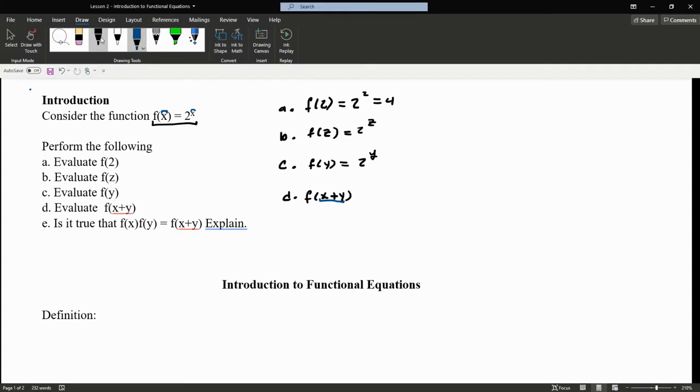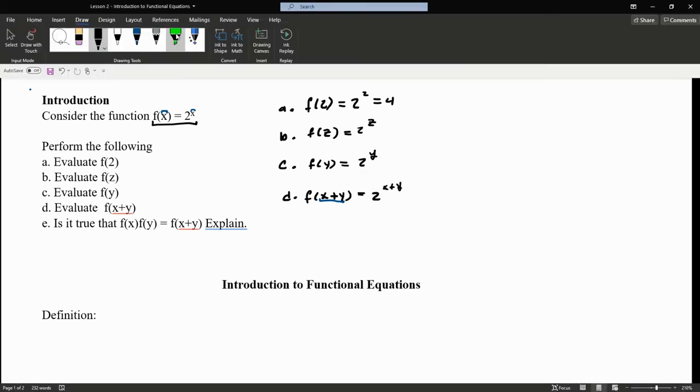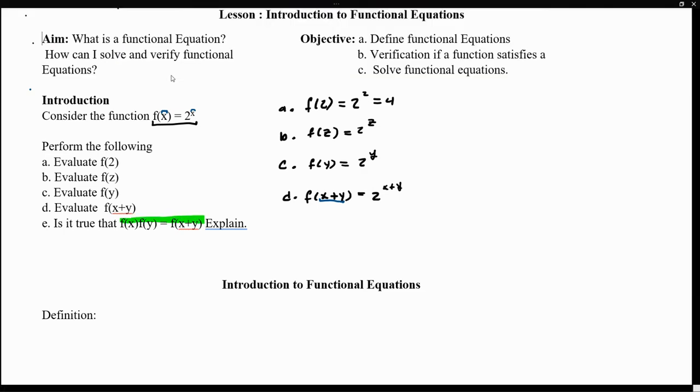So what exactly does that give me? Well, that gives me 2 to the x plus y, because all I did was go to function f, and every time I saw an x, which is just right here, I substituted it with the expression x plus y. And now, this is our main objective, because this is what we're going to refer to as a functional equation. It is definitely an equation which has an equal sign, but it is an equation where the unknown is a function, because we want to come up with a function that will make this a true statement.